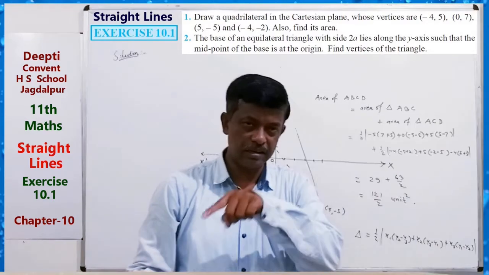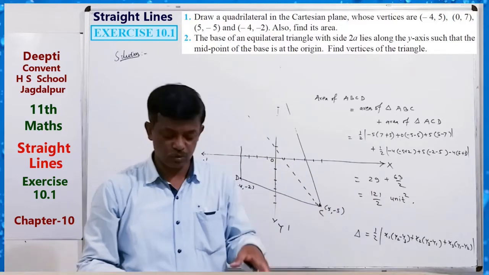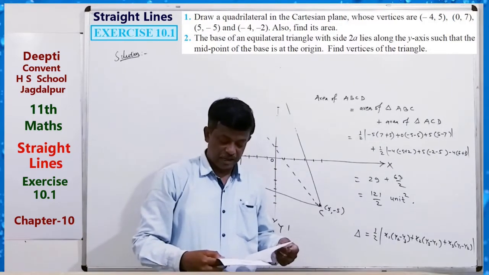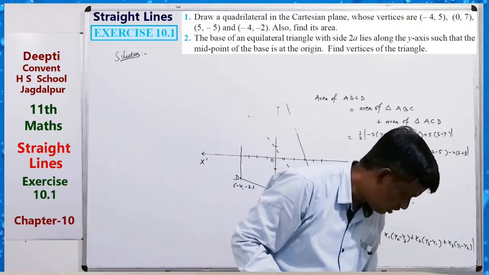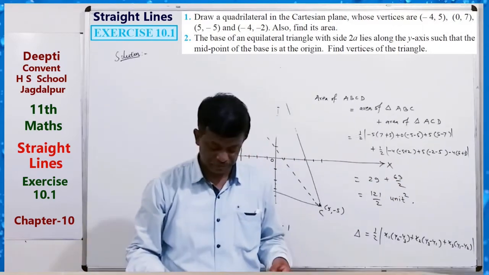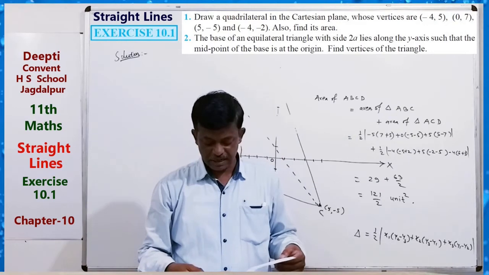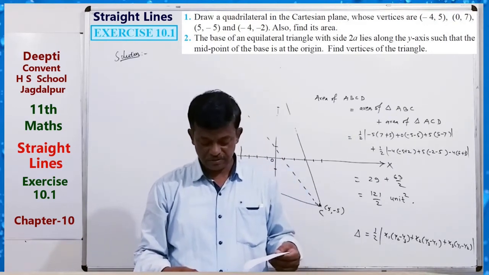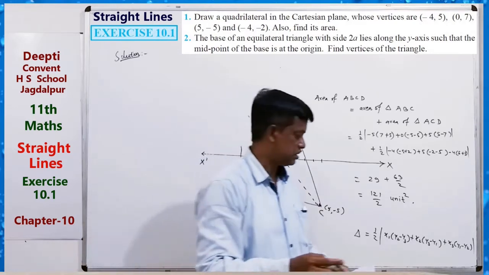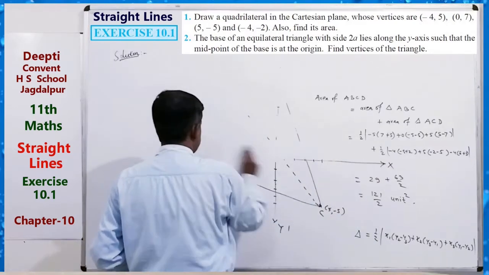Means an equilateral triangle is there. Each side is equal to 2a. It lies along the y-axis, such that the midpoint of the base is at origin. Find the vertices of the triangle. So very simple. This question is also here.